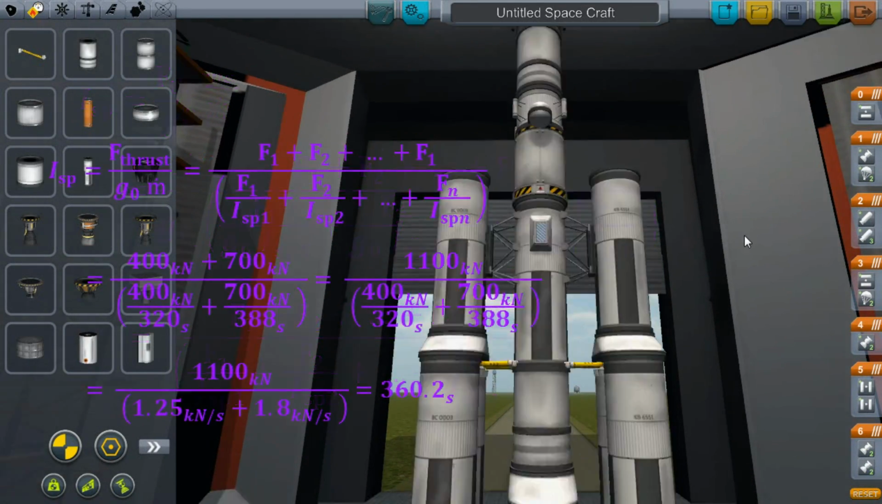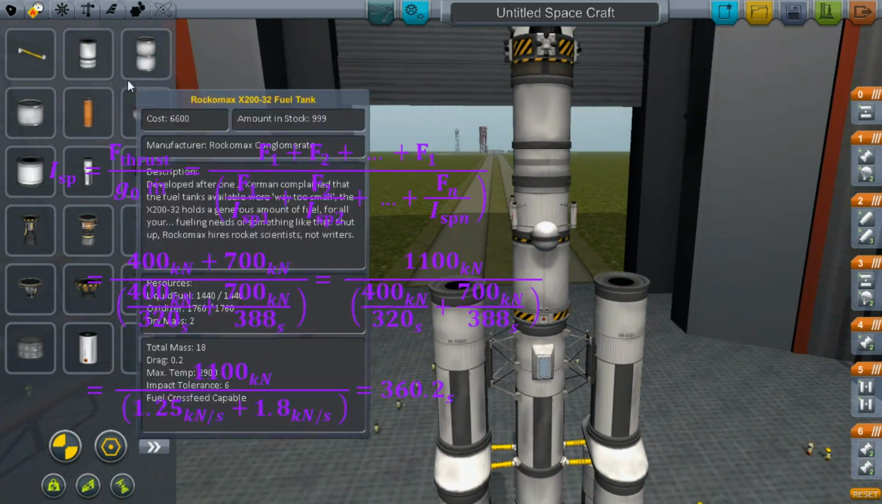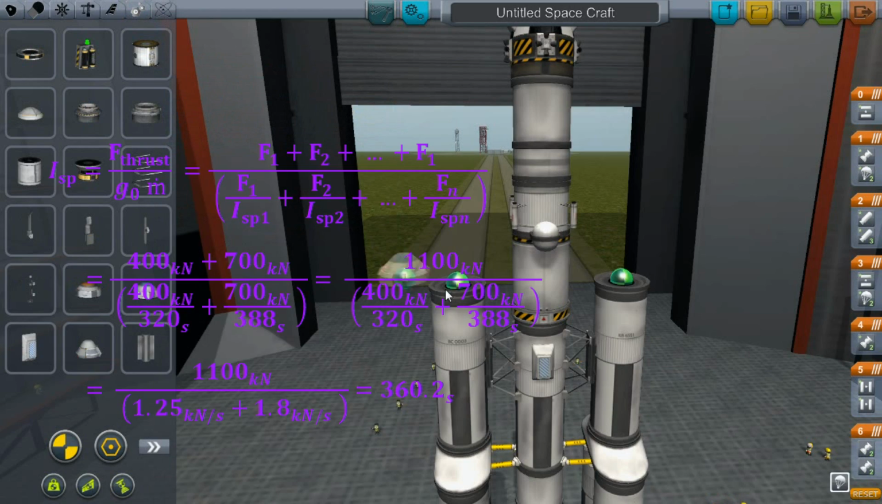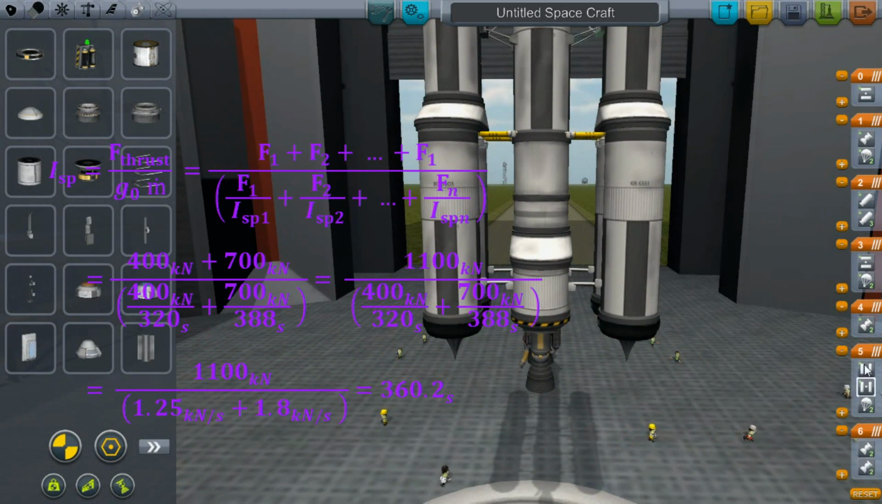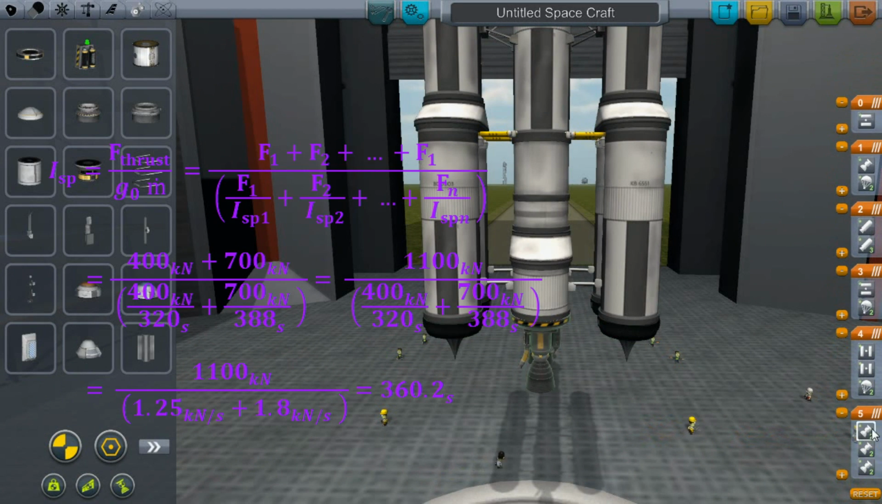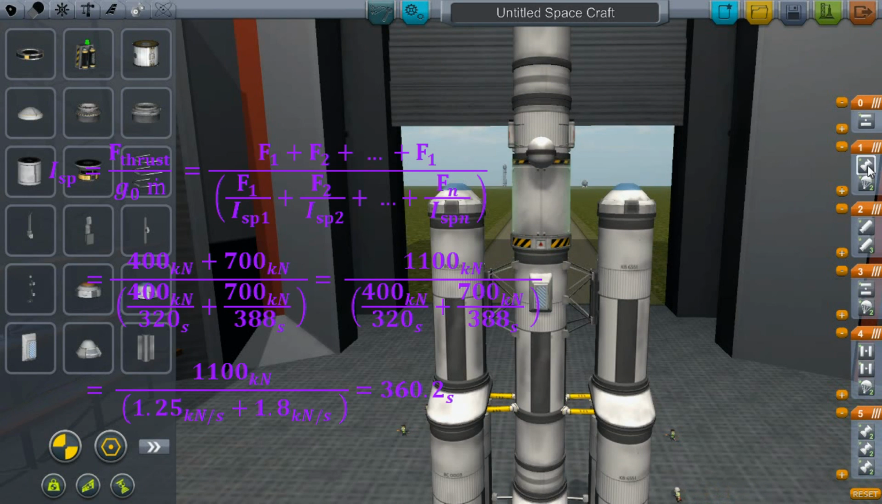To apply this to our rocket, we plug in our various numbers. 1100 kilonewtons thrust total for all 6 engines, divided by the sum of 400 kilonewtons over 320 seconds for the 2 LVT-45s, and 700 kilonewtons over 388 seconds for the 4 aerospikes, and we end up with a blended ISP value of 360.2 seconds.